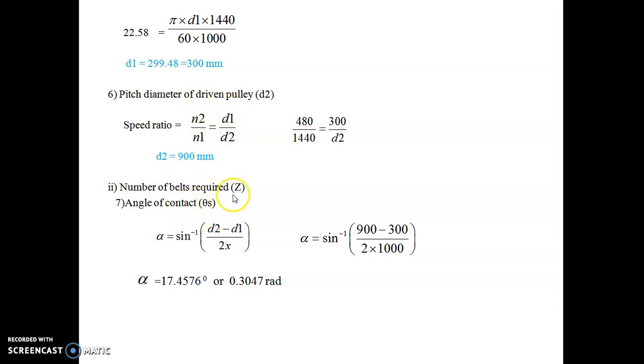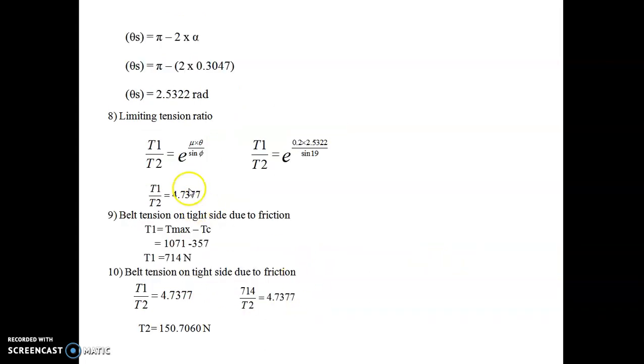Then number of belts required Z. For that we require angle of contact theta s. Alpha is given by sine inverse of D2 minus D1 upon 2x. So we can put the value of D2 and D1 900, 300 and x 1000. Alpha is equal to 17.45 degrees, that is 0.3047 radian. So theta s is pi minus 2 alpha. By putting the value of alpha we get angle of contact 2.5322 radians.